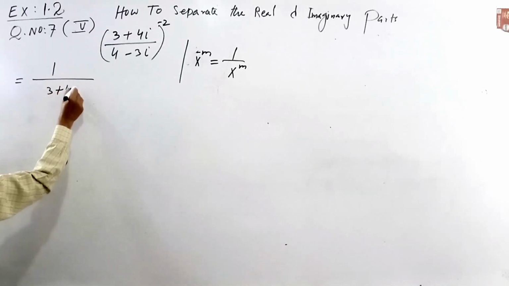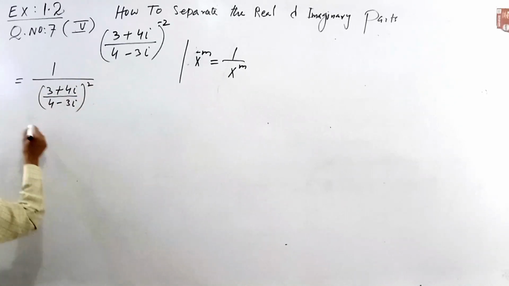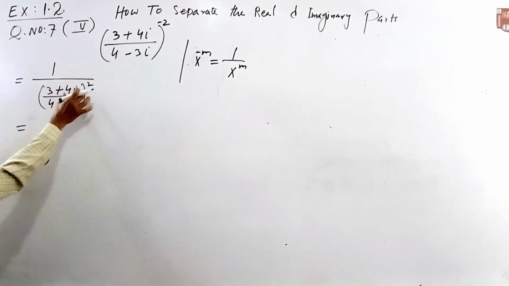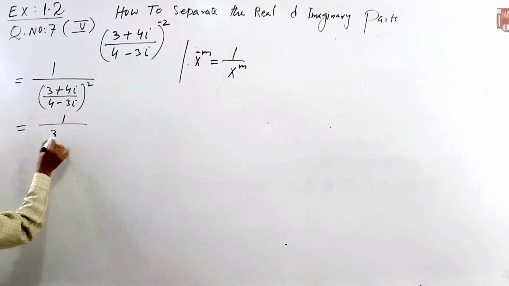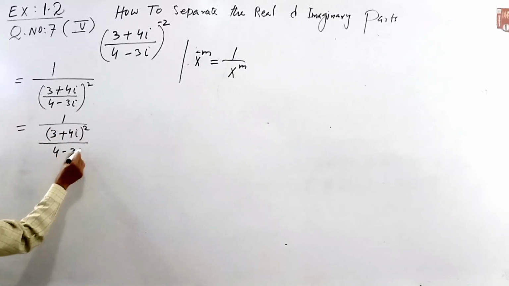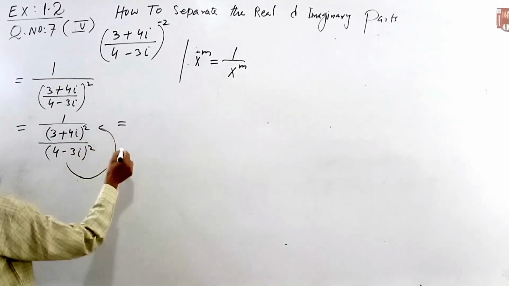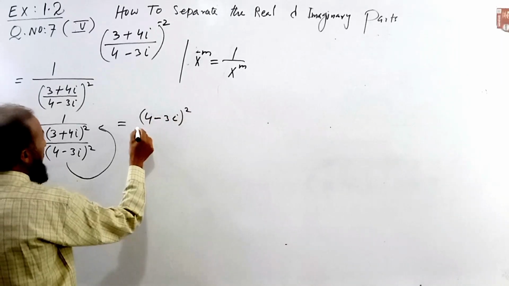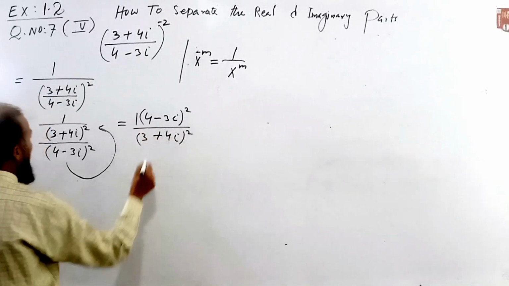(3 + 4i) divided by (4 - 3i) whole square. It means that the numerator 3 + 4i is squared and the denominator is also squared. We separate them: (3 + 4i) whole square divided by (4 - 3i) whole square. Now we change this result: (4 - 3i) whole square into 1 divided by (3 + 4i) whole square.